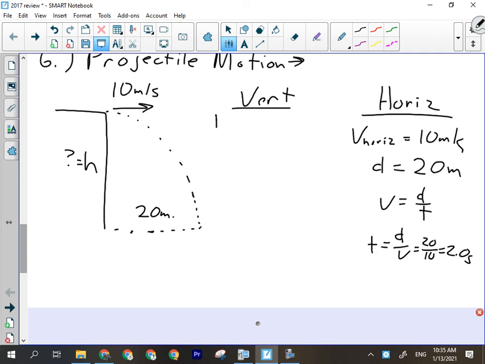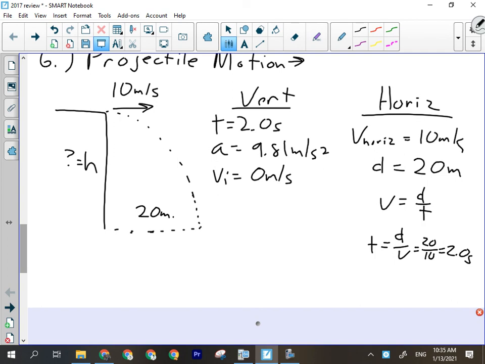So from a vertical perspective, I can now write that the time is 2 seconds for both parts. What else do I know vertically? I know the acceleration. What else do I know? I know one more thing. How fast was this going vertically at time zero? Zero, because it went horizontally off the cliff. It wasn't moving up or down initially. So the initial vertical velocity is 0 meters per second.